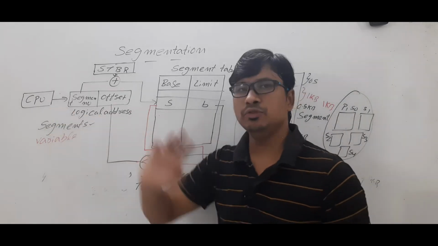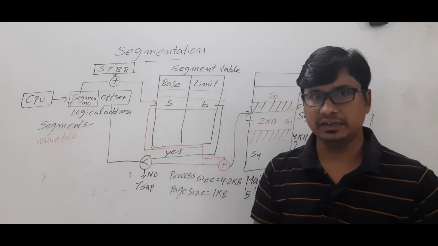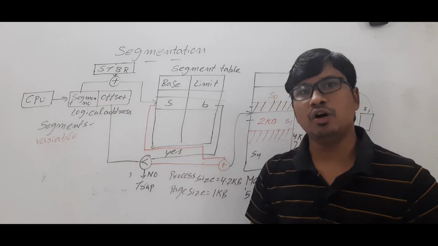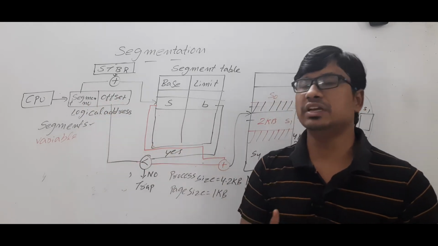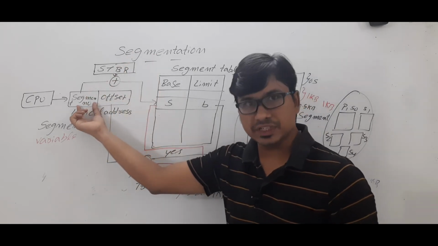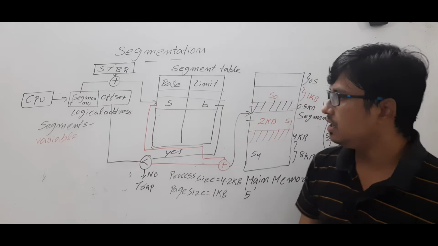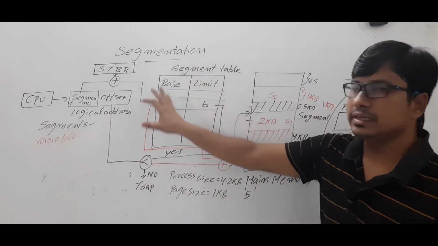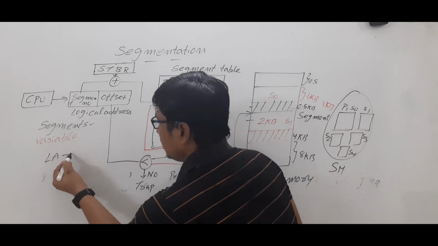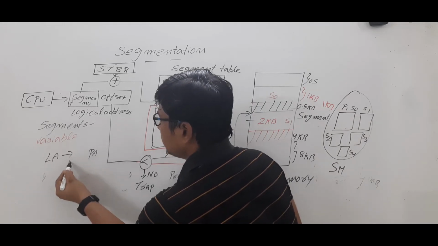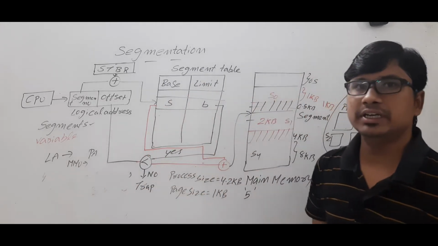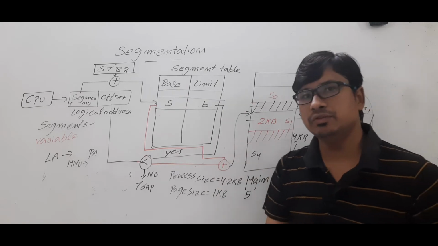You know that the CPU will always generate the logical address. The logical address will consist of segment number and segment offset. When it comes to paging, it consists of page number and page offset. When it comes to segmentation, it consists of segment number and segment offset. Now we will have a segment table, because the logical address will be converted to a physical address with the help of the memory management unit. So the memory management unit will use the segment table. What will the segment table consist of?